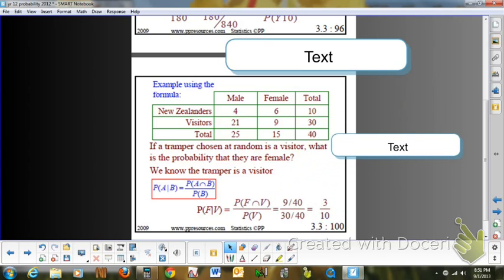So, the very first part of this formula, you have to work out the probability that they're female and a visitor, 9 out of the total 40. And then that given that they are a visitor. So how many visitors are there? There's 30 out of the 40. And that gives you 3/10. And that's how the formula works.